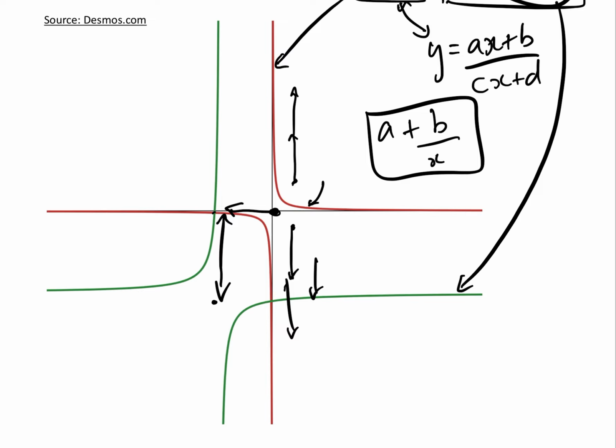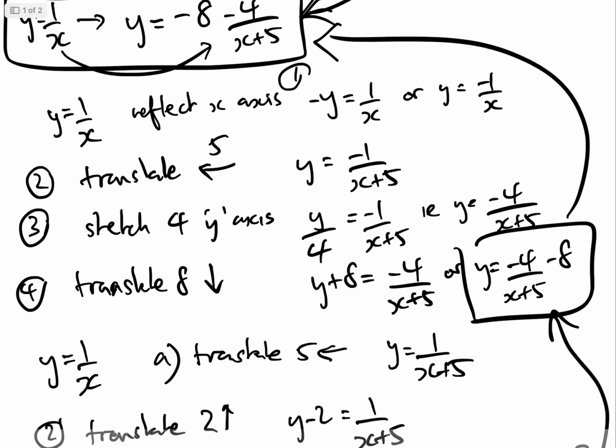So in the first example, we stretched it first and then translated it by 8. And in the second example, we translated it by 2, then reflected it, and then translated and stretched it by 4. Either way, it gives exactly the same answer. Now, in actual fact, there are some more methods we could do. So let's just do another couple of methods.